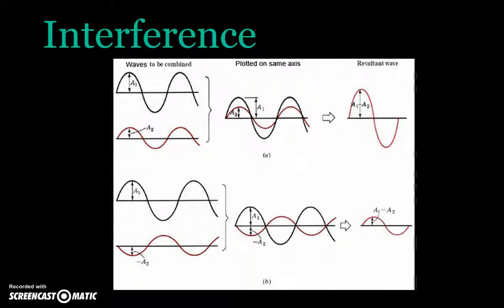Another thing is interference. You have waves that can be combined. So if they are combined and they're both kind of moving along the same path, both have crests and then troughs, you're going to create a much bigger wave. But if you have it to where it's almost the opposite, you have a crest and a trough coming together, it's just like subtraction, so it's going to create a smaller wave.